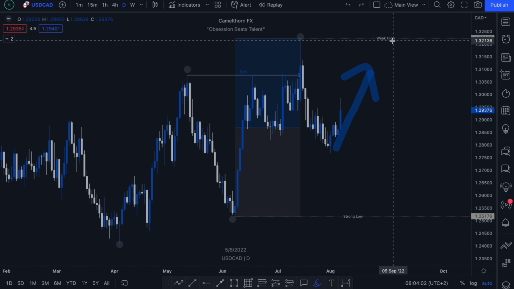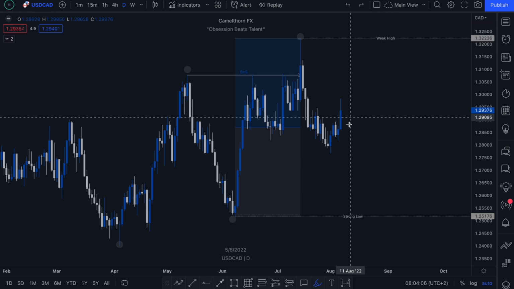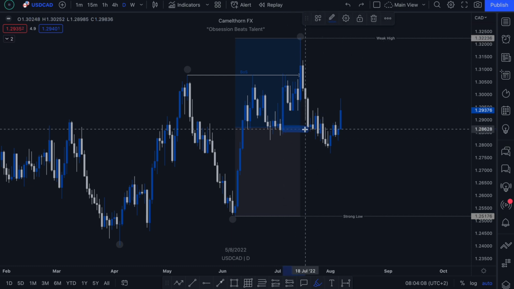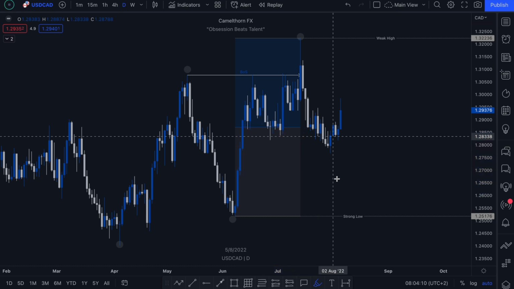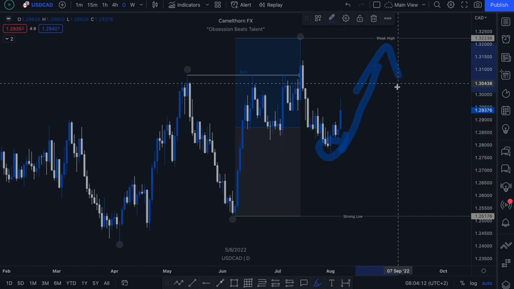So our daily time frame is telling us that we are bullish. We can see that price has now traded into discounted pricing of this daily leg, and we can now start looking for those buying opportunities on our lower time frames.